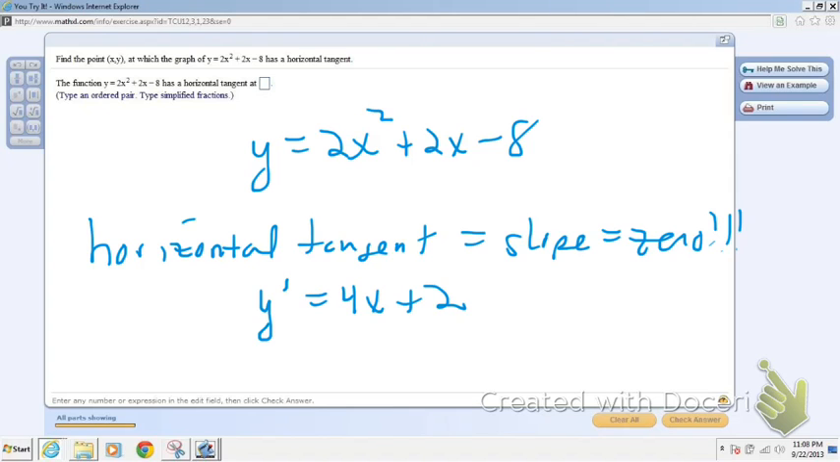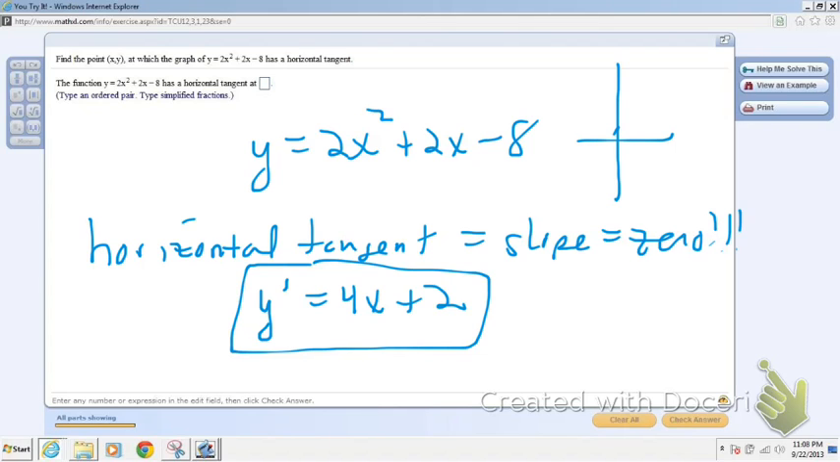Okay. Now we have the derivative. We want to know the point at which the function has a horizontal tangent. Now, by the way, we could graph it. It's a quadratic, so you could, in theory, graph it and see where the absolute min or max is. In this case, a min. But we're trying to do calculus here, right? So we'll do it algebraically.